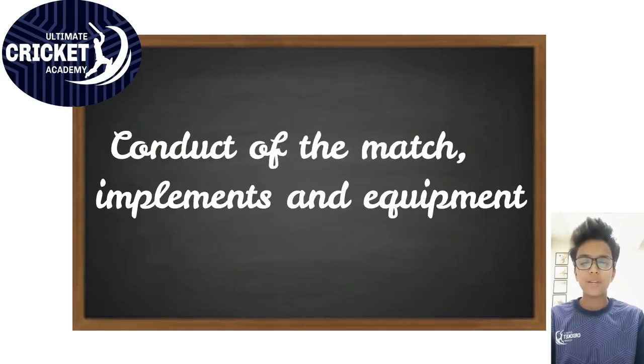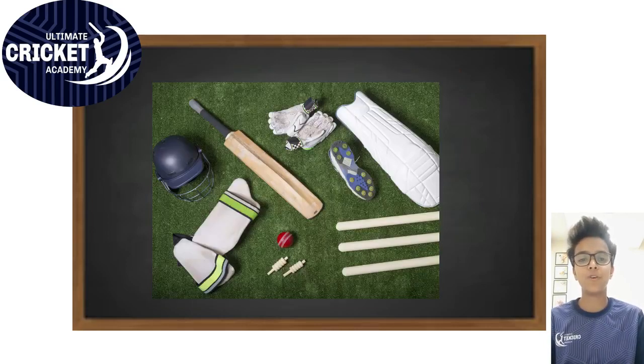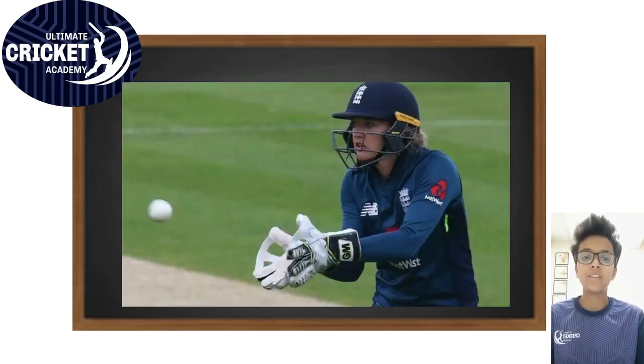Conduct of the match, implements and equipment. Before the toss and during the match, the umpires shall satisfy themselves that the conduct of the match is strictly in accordance with the laws and that the implements used in the match conform to the requirements, like the ball, bat, size of stumps and the bails. No player uses equipment other than that permitted. Note particularly that the protective helmet and the wicketkeeper's gloves comply with the requirements.